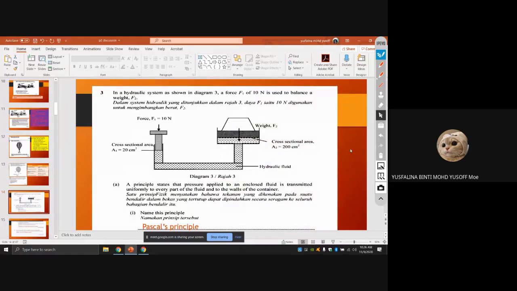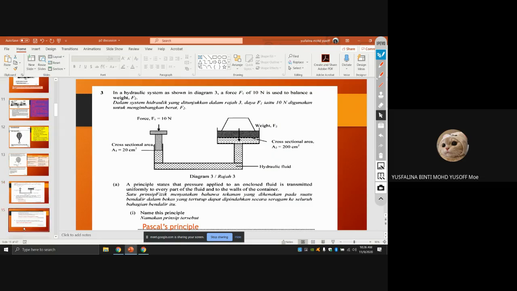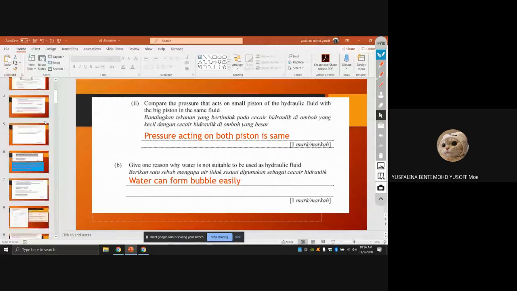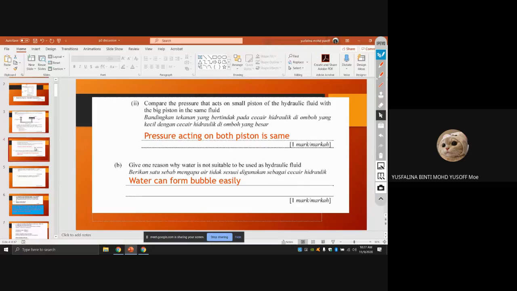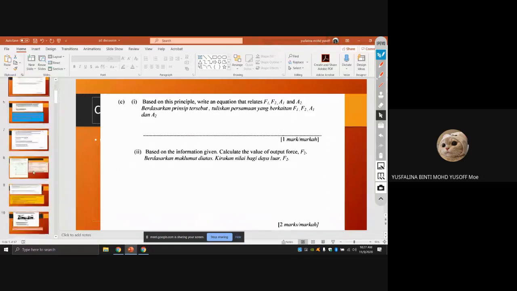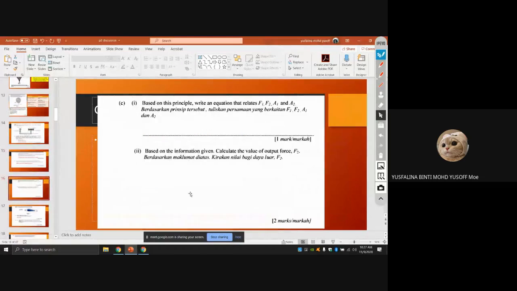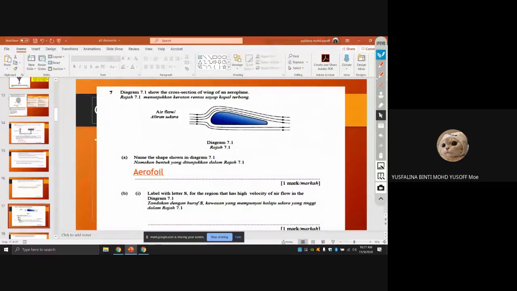Alright, next one, number 3. In the hydraulic system as shown in diagram 3, force F1 of 10 Newton is used to balance the weight F2. I think we already answered this one. High pressure, water can form bubbles easily. Yeah, the question is the same. And this one we also already discussed, so we move on to the next one.